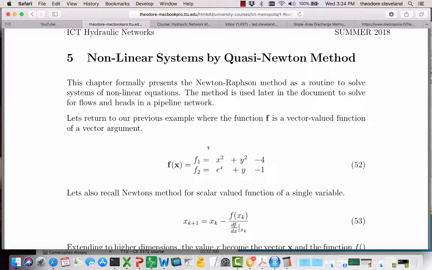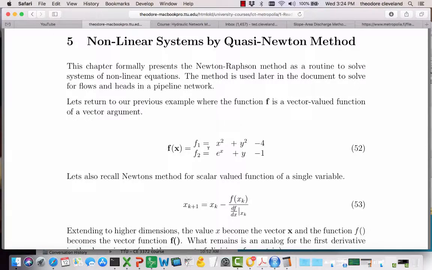Okay, so now we're going to go into higher dimensions. And so this particular portion of the document shows nonlinear systems by a Quasi-Newton method. And our function is now a vector-valued function of a vector argument. And we'll see where that comes into play in a minute with pipelines.